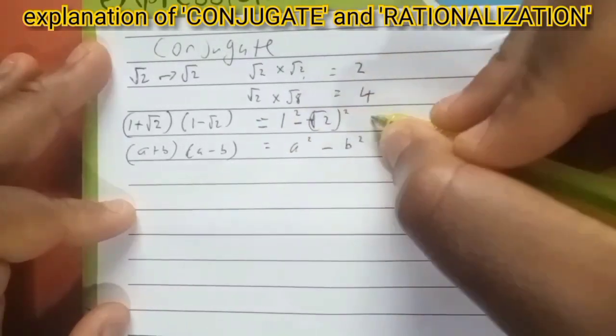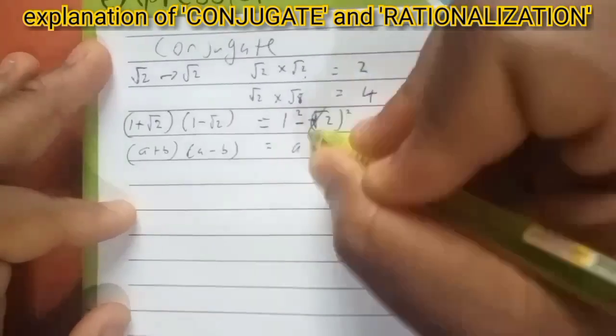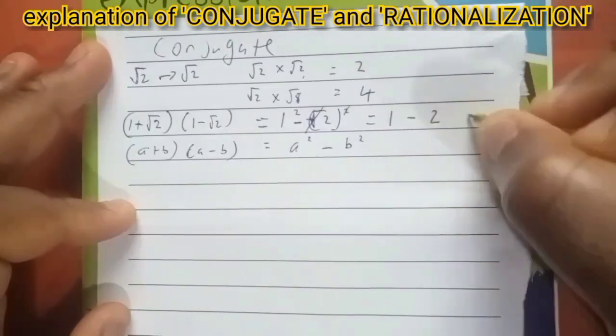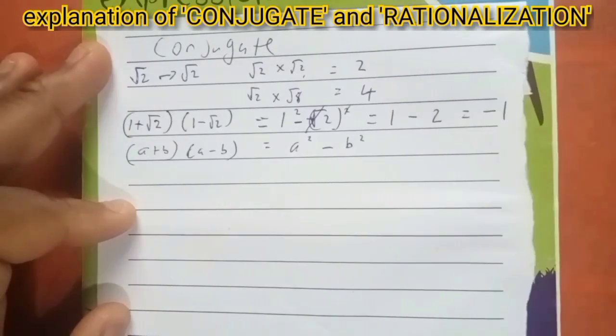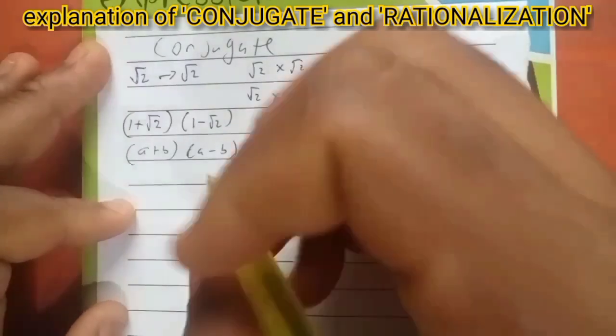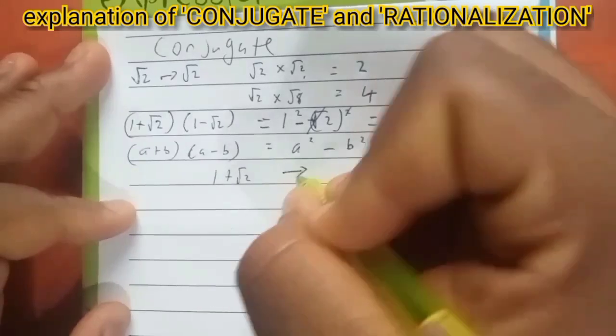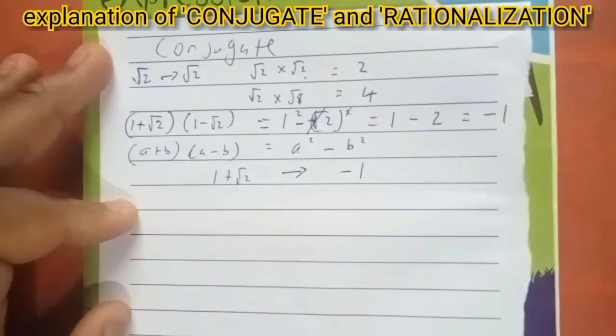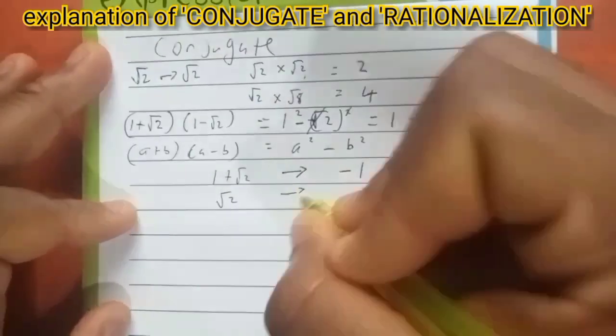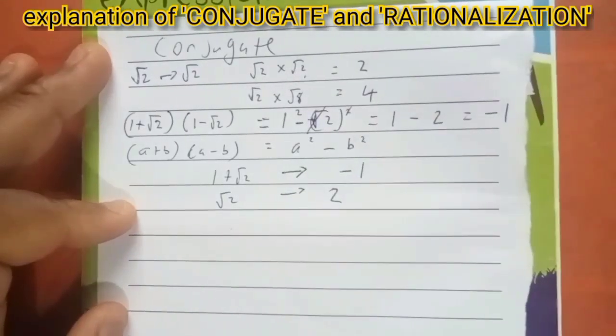of 2 all squared, which would be 1 minus 2, which would equal minus 1. 1 minus 2 is equal to minus 1. You notice how 1 plus the square root of 2 has been brought down to a normal number, minus 1, and how the square root of 2 was brought down to 2. That's the idea of conjugate.